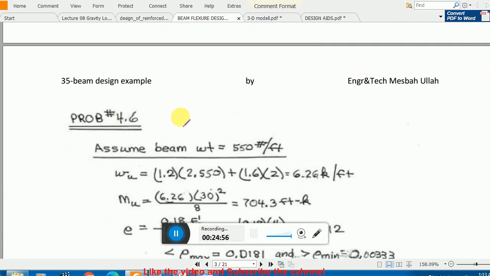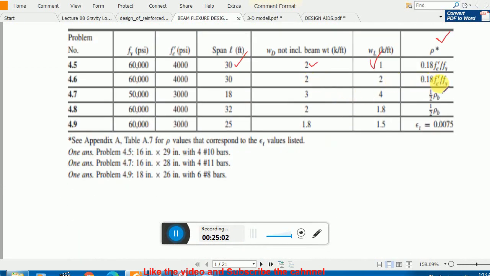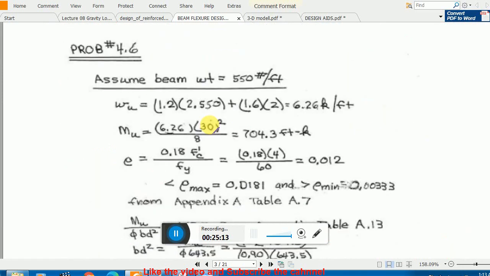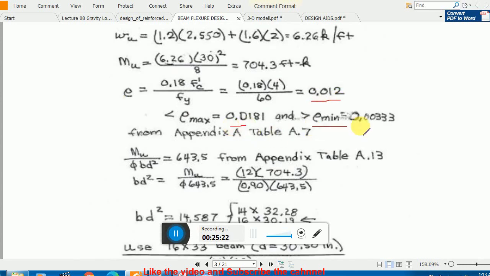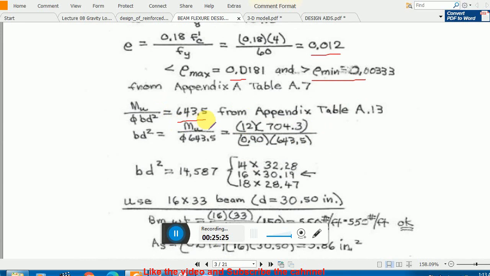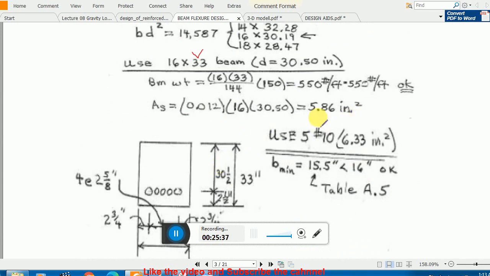Example number 4.6 is the same. Example number 4.5, 4.6 is the same. Remember here what things change. You see here again 34,000, 60,000, and all the data I think is the same. Again the same equation, same loading is assumed, Mu is the same, rho is the same, 0.012, rho max is that value, rho minimum is that value. And here they are using I think a 16 times 33 section. They are using a little bit larger value, so that's why the steel is changing.